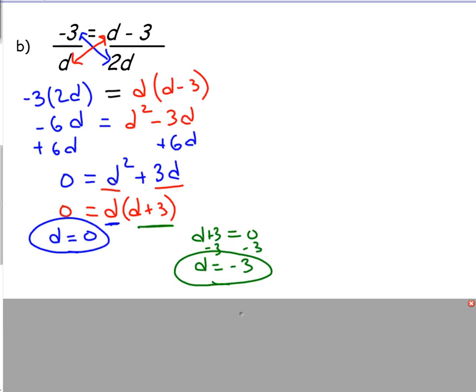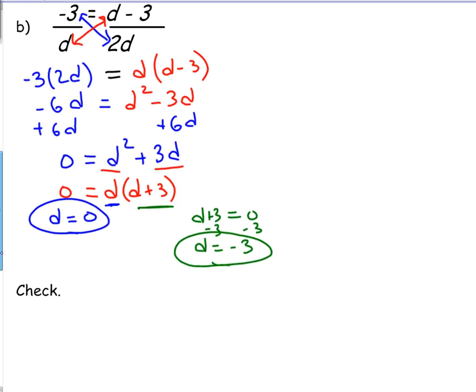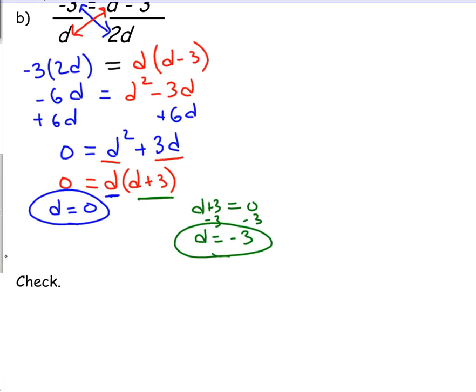Alright, those are our two solutions, but just like we did before, we want to check these solutions to make sure they work. So let's do that. So the first thing, let's check with d is equal to negative 3. So we plug it back into the original equation, so negative 3 over d, which is negative 3 in this case, is equal to negative 3 minus 3 over 2 times negative 3. Alright, well, minus 3 over minus 3, that's going to be 1, because they have the same value.